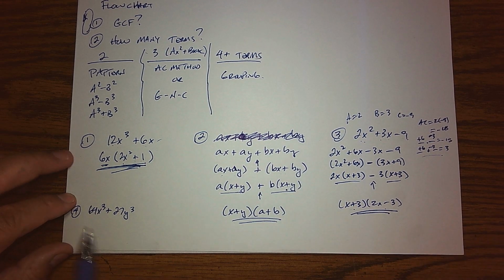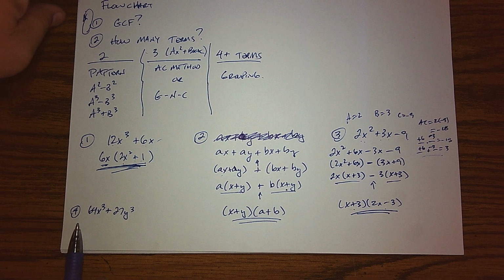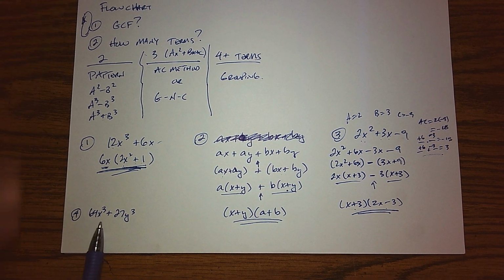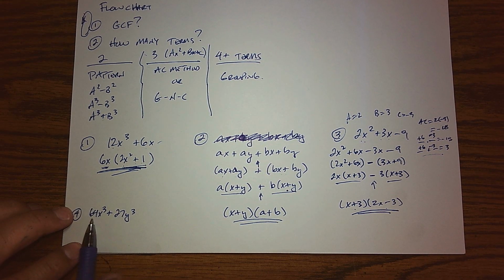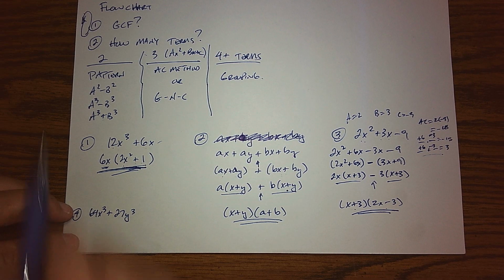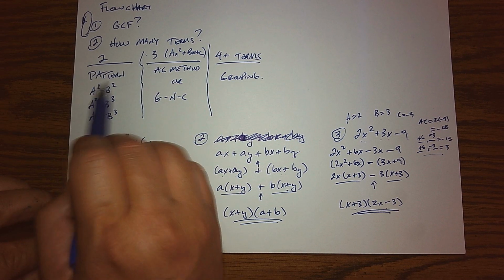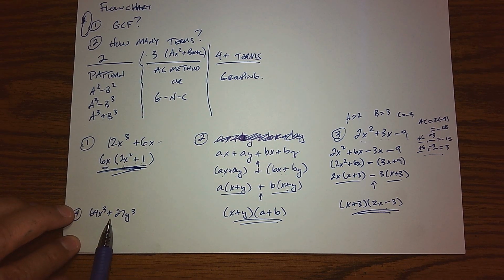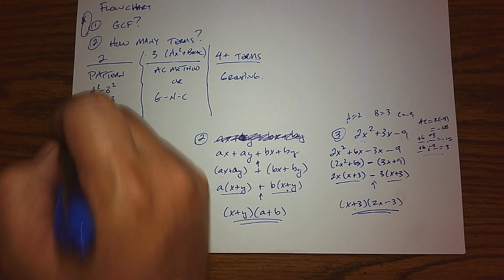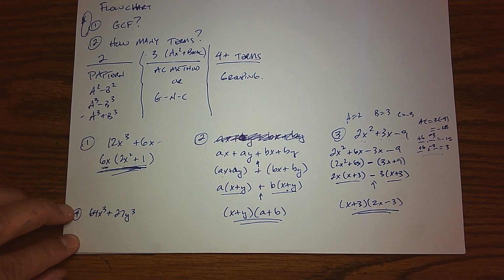Last but not least, for at least this handout or this video, we've got a binomial, 64x cubed plus 27y cubed. So first, again, we look for a common factor, and neither one has one, right? X is not common, and 64 and 27, these are a bunch of 2's and 4's, and that's 3's and 9's. So nothing common. So how many terms? There's 2. Does it fit any of my patterns? Well, it's a sum, and I see a bunch of cubes. So I'm thinking it's fitting that pattern right there, the sum of cubes.